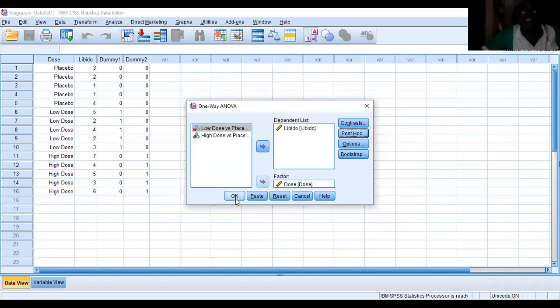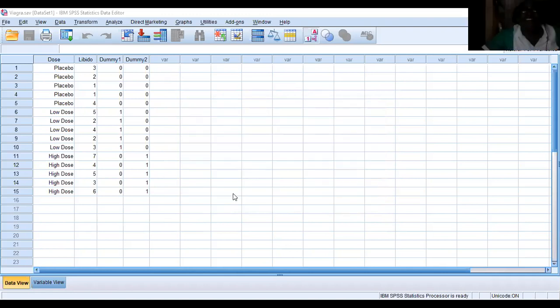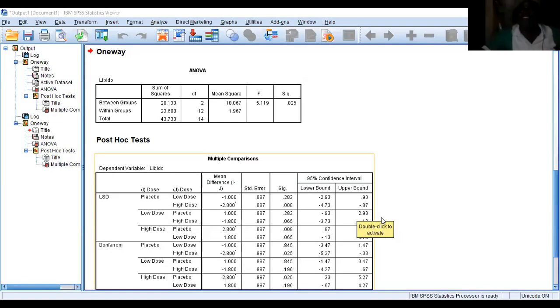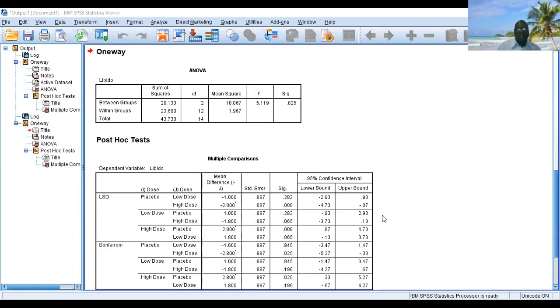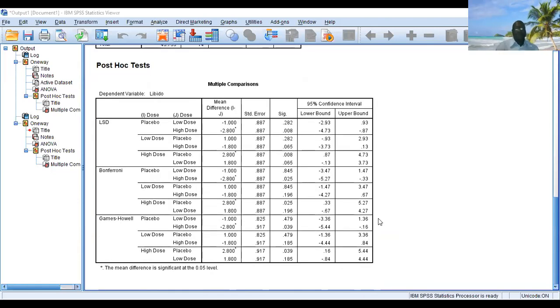Are we done? Yes, sir. Hello, yes, I hear you. Okay, I'm done. So stop sharing this one and share the result with us. Can you see now? Share the result, sir. It's on. Slow down, sir, so that we can see.